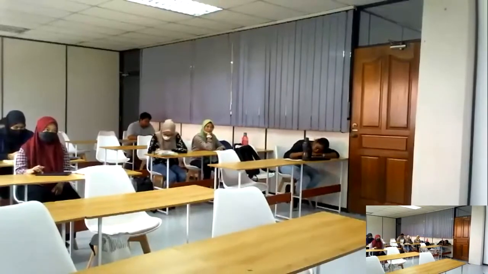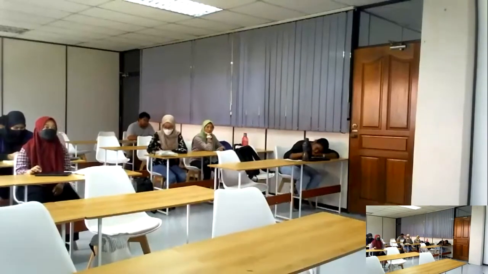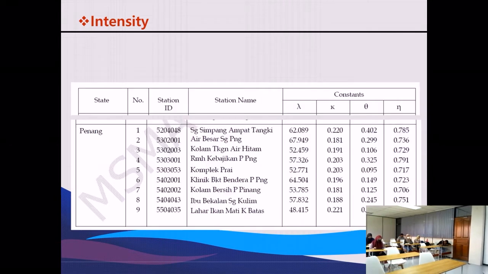And you need this coefficient for that formula just now. Remember just now you saw that formula? Intensity equals lambda T to the power of K divided by (D plus theta) to the power of n. That is a Greek word, I don't know. But where do you get that? This is also from the JPS manual.